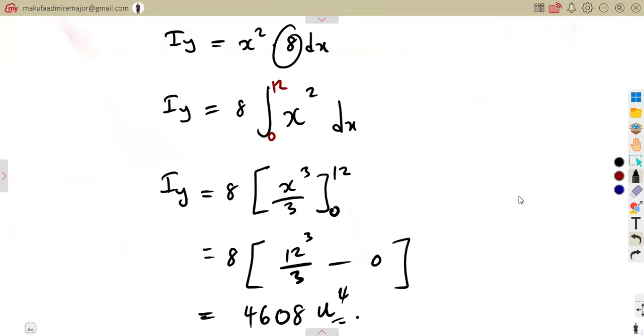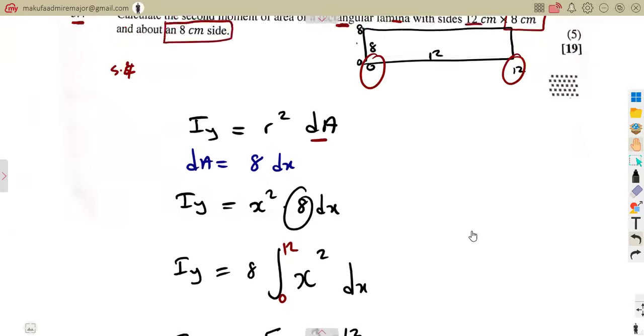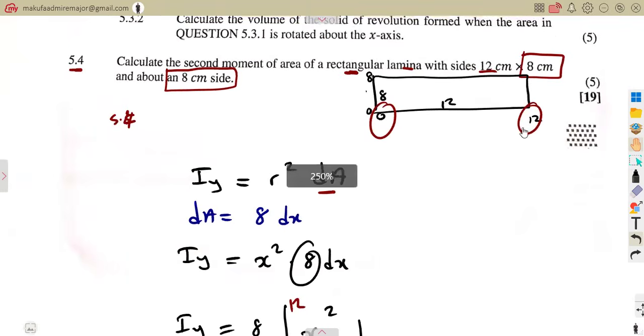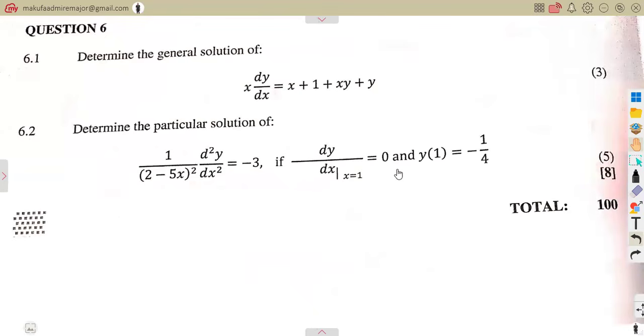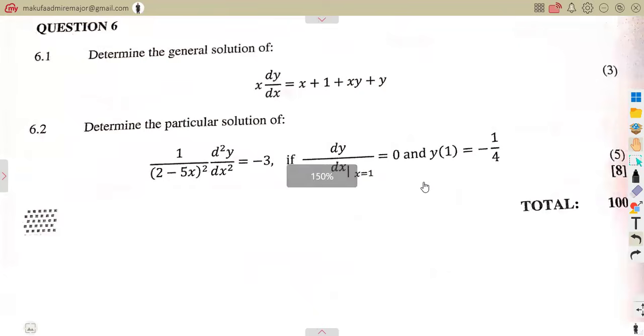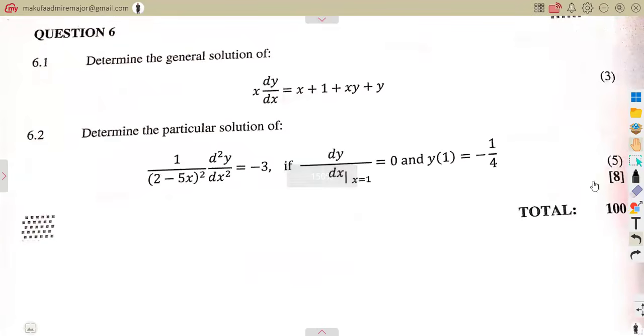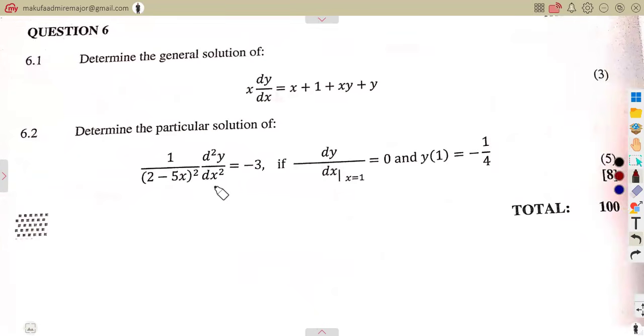So remember, this is second area moment, so it's going to be units to the power of 4. The first area, units to the power of 3. So guys, you must be careful with the strip that you're working with. And the rotation, it's about what? About the x-axis. So you consider that side, or in this case, the smaller side, perpendicular to that longest side that you're given of the x-axis.